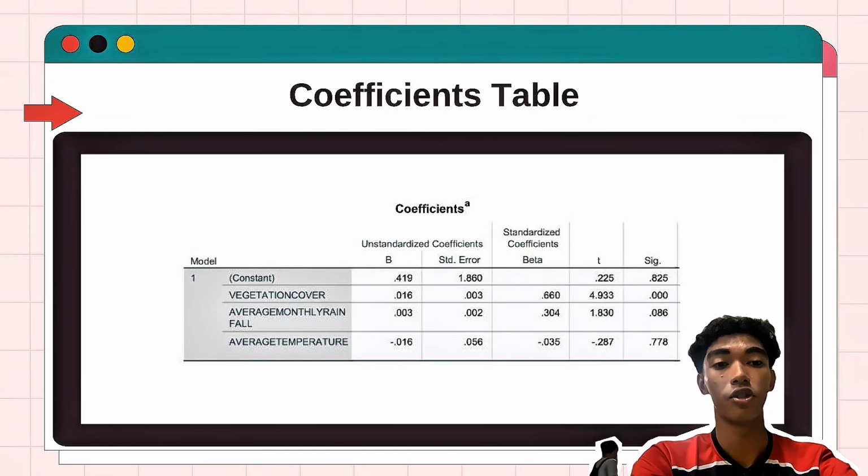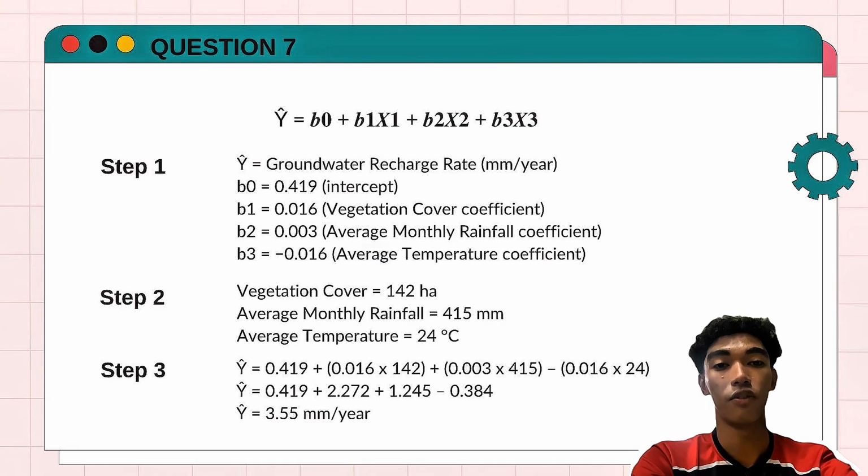b0 is the intercept, which is 0.419. b1 is the coefficient for vegetation cover, which is 0.016, and b2 is the coefficient for average monthly rainfall, which is 0.003. b3 is the coefficient for average temperature, which is 0.016. The given values are vegetation cover 142 ha, average monthly rainfall 415 mm, and average temperature 24 degrees Celsius.